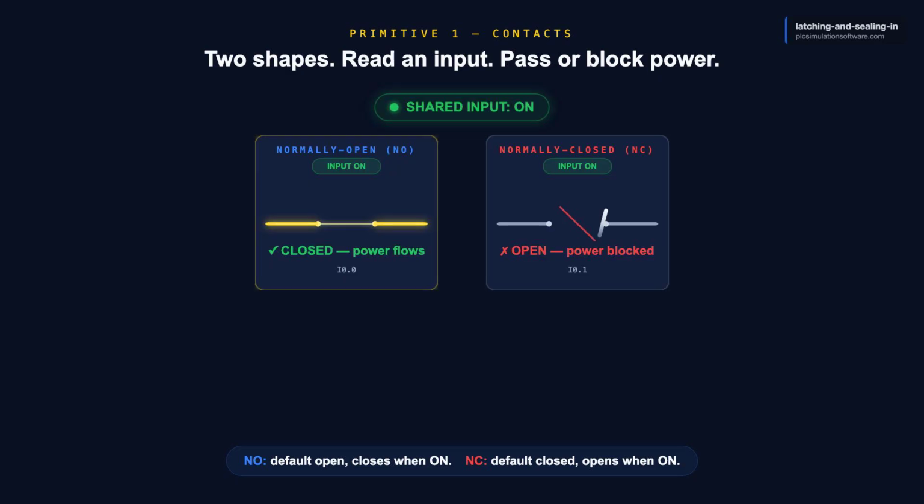That is the entire contact family. 2 shapes. Read an input. Pass or block power. Every industrial rung is built from these 2 pieces.